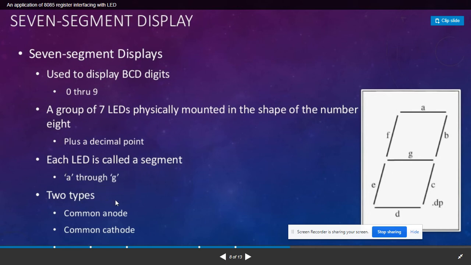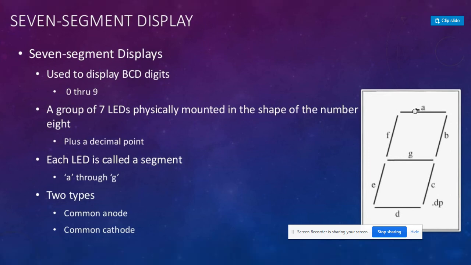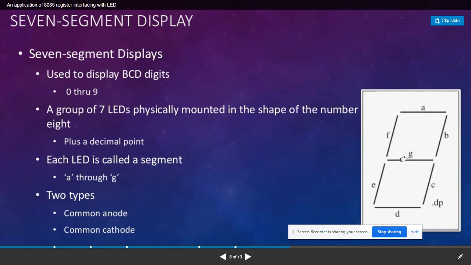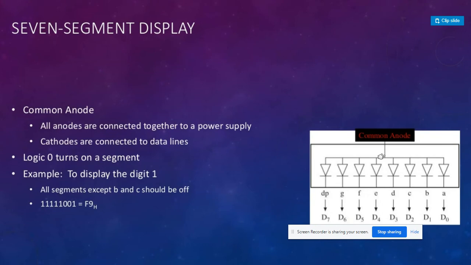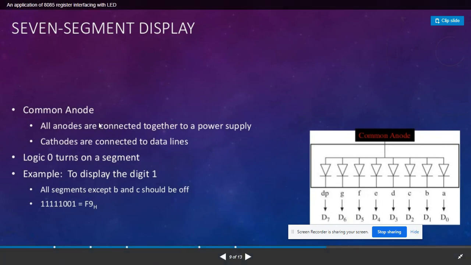There are two types of 7 segment display. One is called common anode and another one is called common cathode. Here is the 7 segment display. For example, we see here it is numbered from A to G. For example, A, B, C, D, E, F and G. Now, how it will work in a cathode method and in an anode method. So, common anode method के अंदर पहले डिस्कस करते हैं हम. All anodes are connected together to the power supply and cathodes are connected to the data lines.